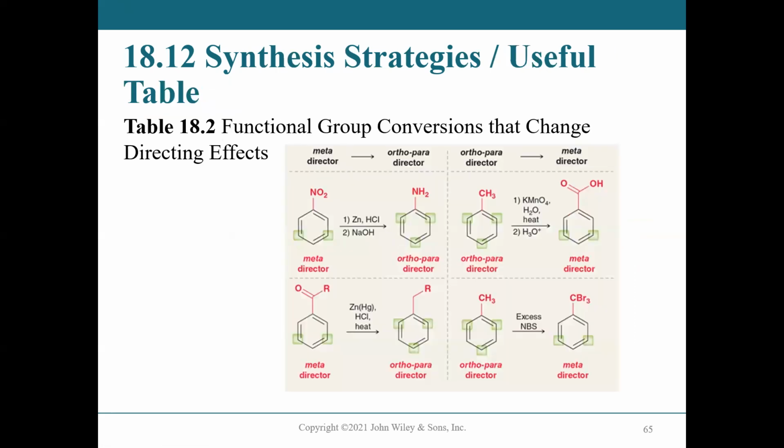So functional group conversions that change the directing effects. And they talked about this on the next slide, didn't they? Exactly what I was thinking about. Converting the NO2, the nitro group, to an amino group. Also, you can change the directors. This is a meta director. This is an ortho para director. So here we have this CH3, toluene. We can convert that to a meta director by oxidizing it with KMnO4, H2O, some heat and an acid.